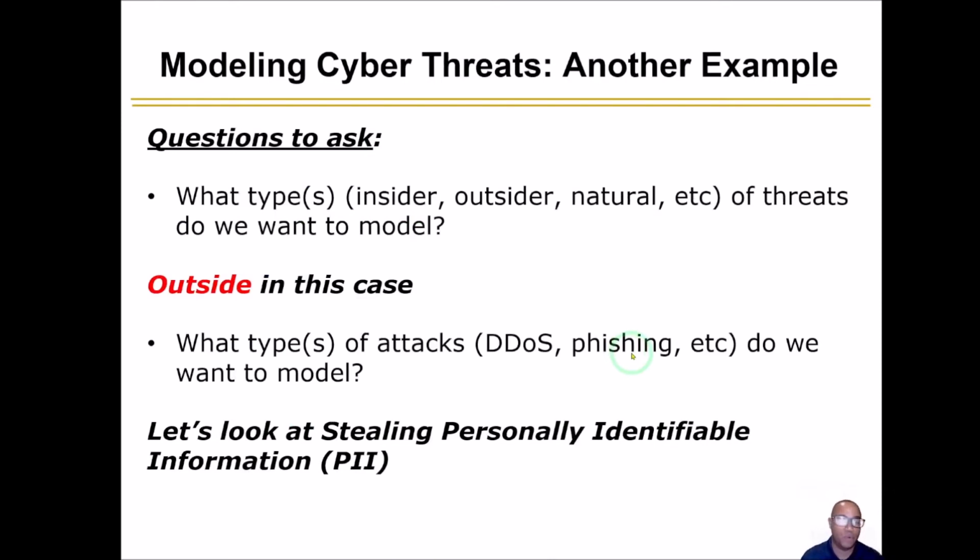So we're going to ask the same questions, but now look at a different condition. The first question that we're going to ask is, what type of threat do we want to model? In this case, it will be an outsider attack, and we can ask the next question, what type of attack do we want to model? In this new example, it's an outsider threat of some kind on a system that has some data, and we're going to be looking at whether or not someone is stealing personal identifiable information, PII. So in this example, there's some system, and we want to determine whether or not personal identifiable information has been compromised from an outsider.